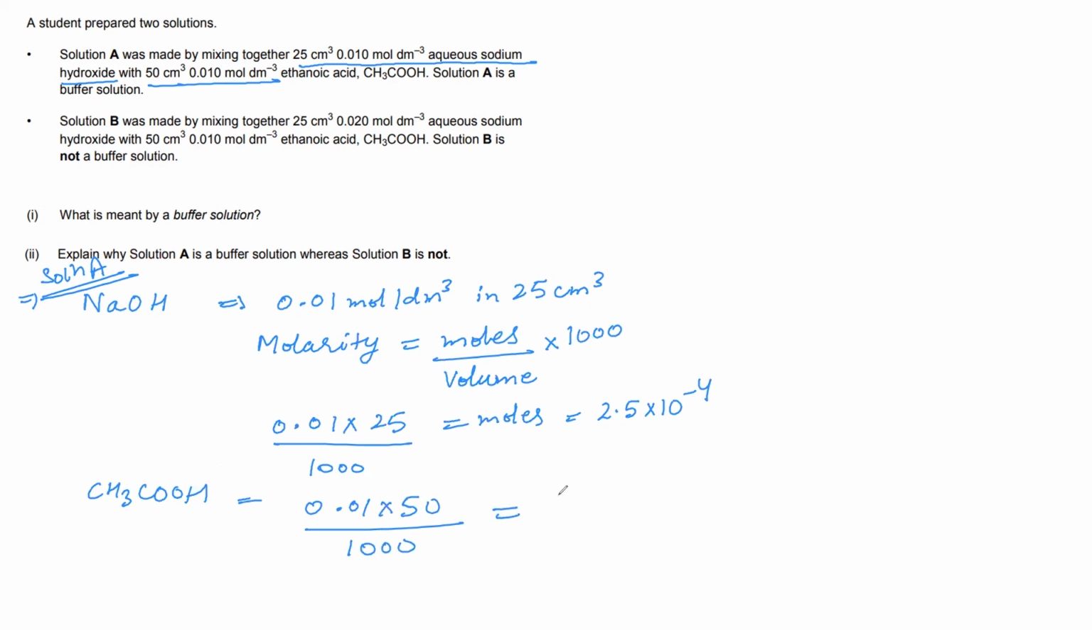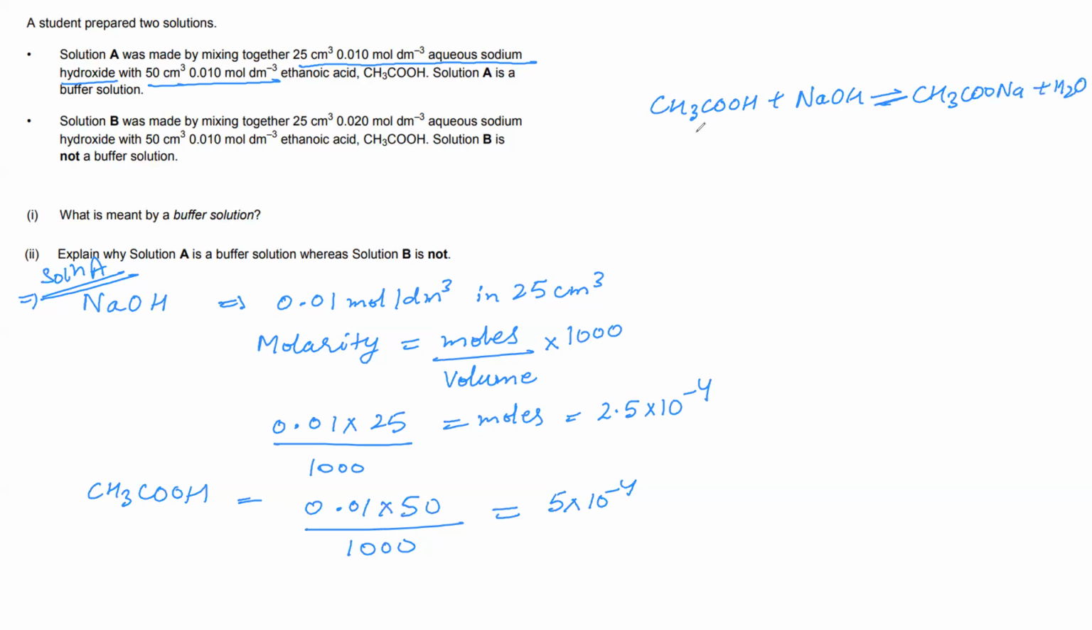So it comes out to be 5 into 10 to the power negative 4. So if you see now, what kind of reaction will take place? You have acetic acid and sodium hydroxide. What reaction will take place? Acid-base reaction, sodium ethanoate or sodium acetate would be formed plus water.